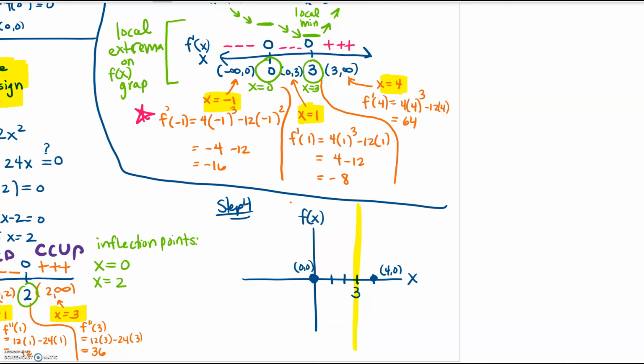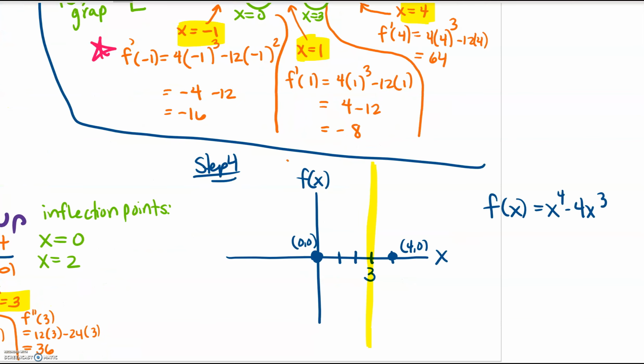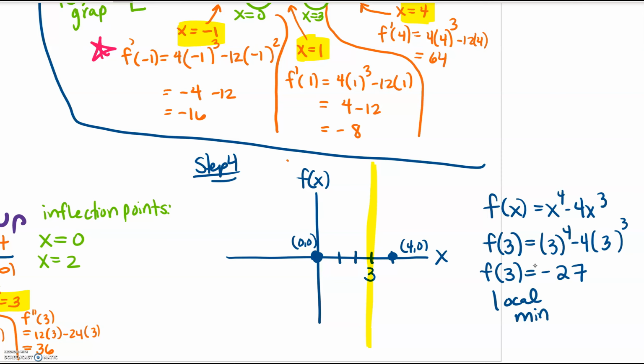And since we have the function rule, we can locate the exact height of that local min by plugging the input x equals 3 back into the original function. Remember, f of x gives us all the points on the graph of f. So if I plug 3 into the original function, that's going to locate the height of that local min. So let's do that. Oh, wow, that's going to give us a negative 27. So my local min is located way down at 3, negative 27.